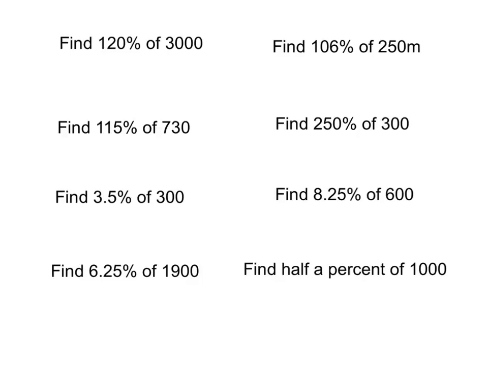If you're finding 120% of 3,000, you need to remember that 1 equals 100%, so the decimal equivalent of 120% will be 1.2. So you need to do 1.2 times 3,000. And then you can finish that on your calculator.